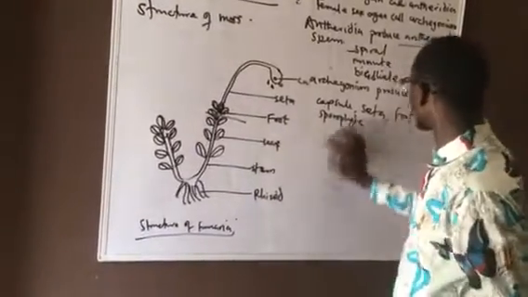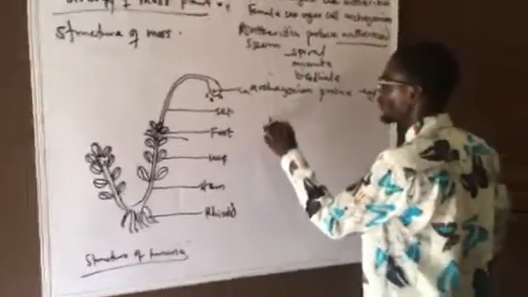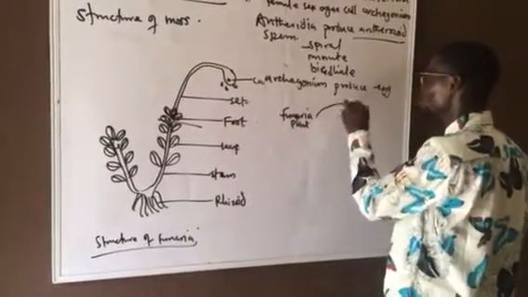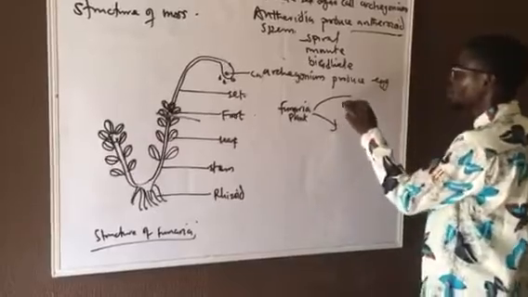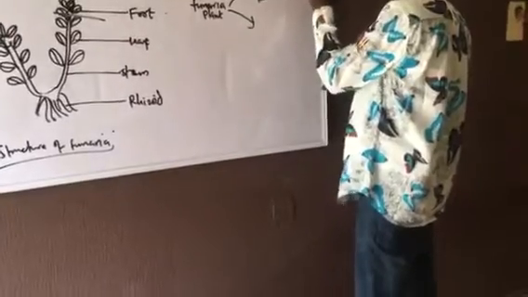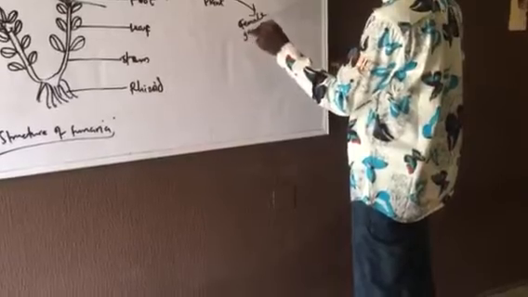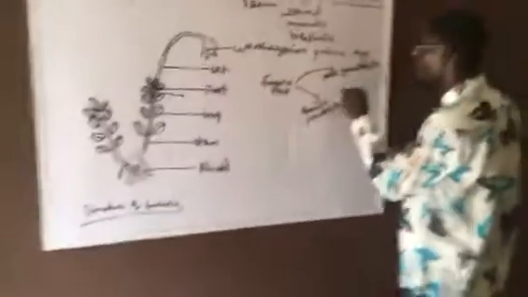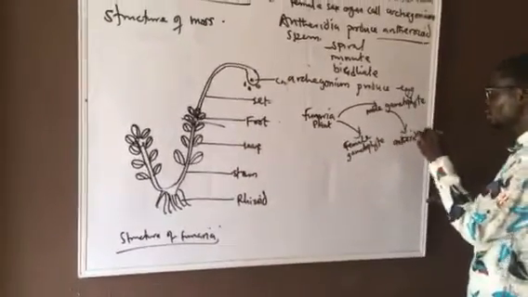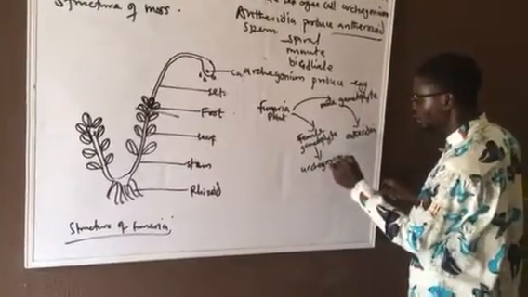So let's look at the alternation of generation in moss, in Funaria. Let's say we have our Funaria plant, which is the gametophyte. This will produce the male and the female gametophyte. We said that the male gametophyte will produce the antheridia, while the female gametophyte will produce the archegonia. That is the sex organ.